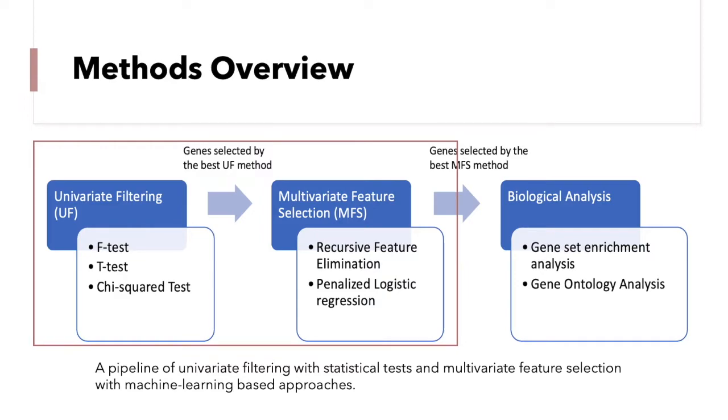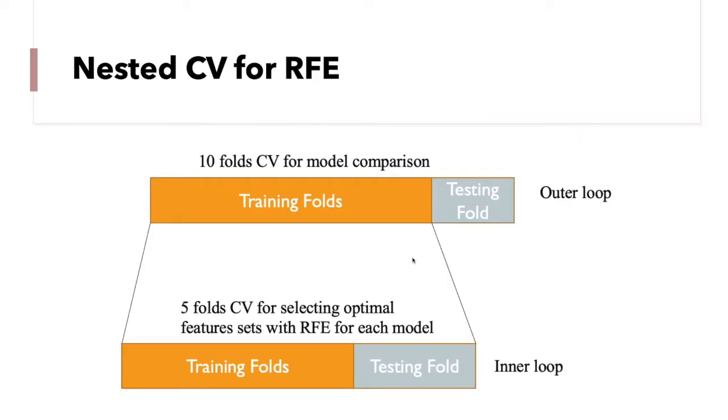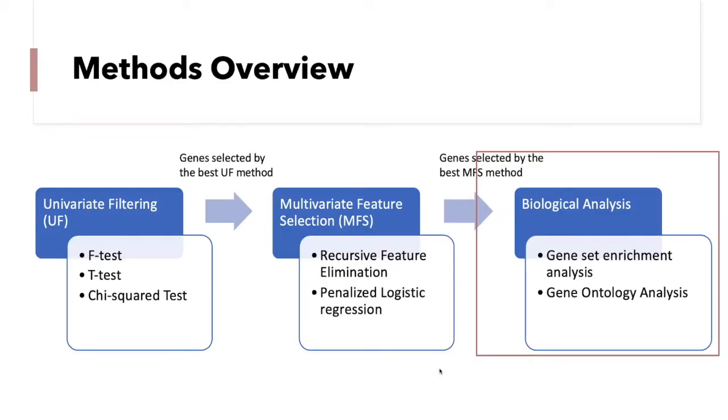For the multivariate approach, we used recursive feature elimination, RFE, with various machine learning models as its core. To make the comparison, nested cross-validation is used to find the optimal set of genes giving the best prediction accuracy. The outer loop is a 10-fold cross-validation for comparing the RFE with different model cores. The inner loop is a 5-fold cross-validation for finding the optimal set of selected features for each model core. After the genes are selected by RFE with the optimal model core, they were used for downstream biological analysis, such as gene set enrichment analysis and gene ontology analysis.